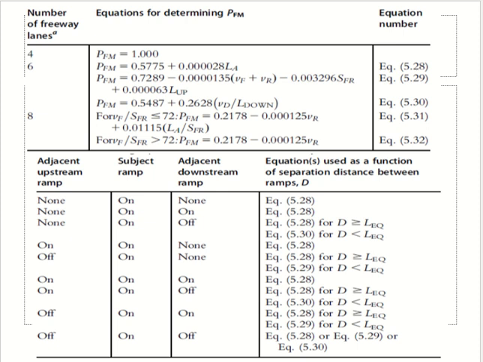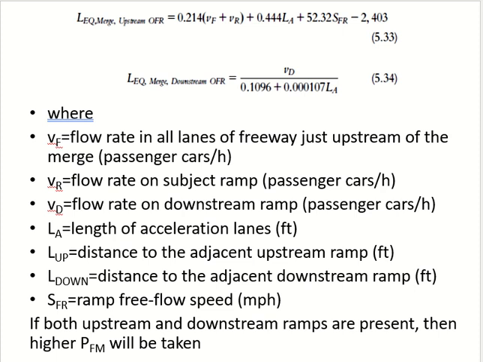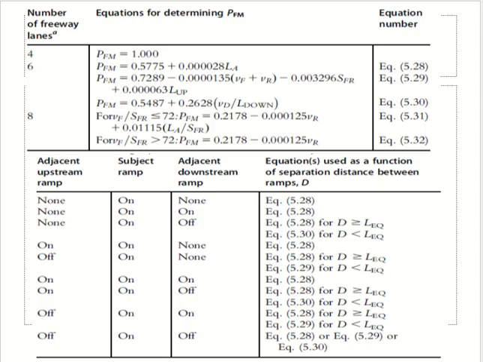And then we have LEQ. LEQ will come from these equations. These equations are for upstream off ramp. OFR is off ramp. And this is downstream off ramp. So you will calculate LEQ from here if you need it. You can see, if I'm here, I don't need LEQ. If I'm here, no need. Here, no need. Here, no need. If you are here, then you have to check.